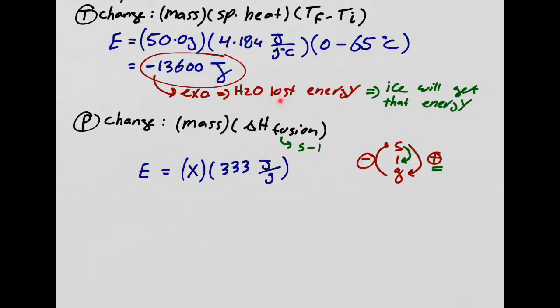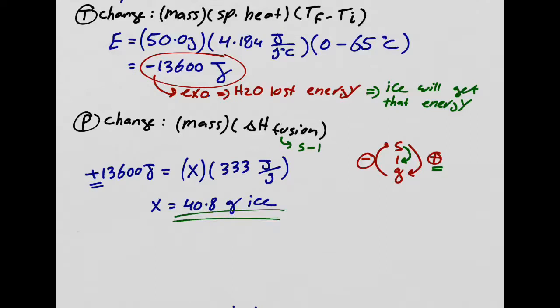You know what we talked about? We said water is going to lose the energy. Ice will get that energy. There's a conservation of energy. One loses, the other one gains. So if water loses 13,600 joules of energy, how much will the ice get? 13,600 joules of energy. But remember, losing energy, the sign is negative. What is going to be the sign right now? The sign is going to be positive because it's going to receive it. When you get the energy, the sign is positive. So if we solve for x, what we get is 40.8 grams of ice.